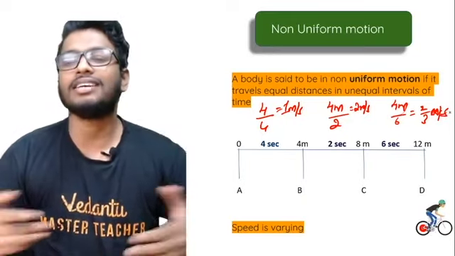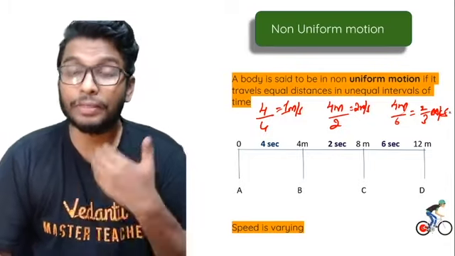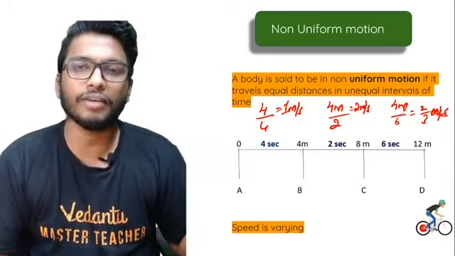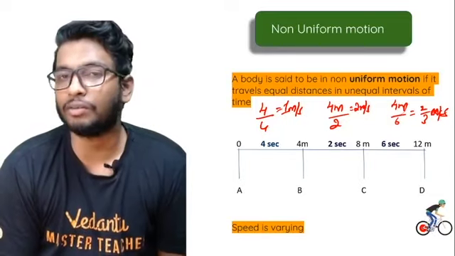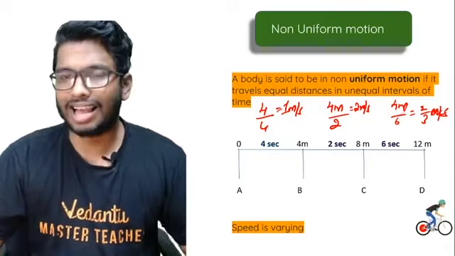What I'm trying to say, guys, is that you can see his speed is constantly varying, and this leads to the condition where he is covering unequal distance in equal intervals of time, which is what is called non-uniform motion. As simple as that. All right.